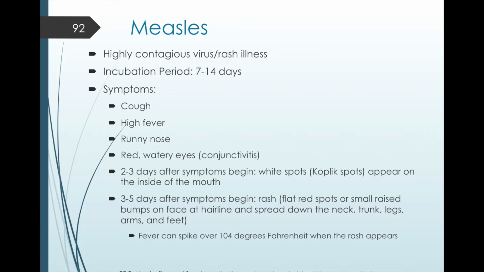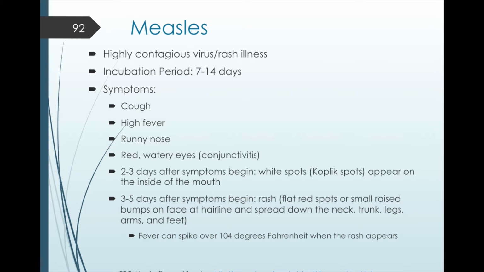The next outbreak that we're going to talk about is the measles outbreak. Measles is a highly contagious virus rash illness. Incubation period is anywhere from 1 to 2 weeks. Symptoms include cough, high fever, runny nose, red, watery eyes.